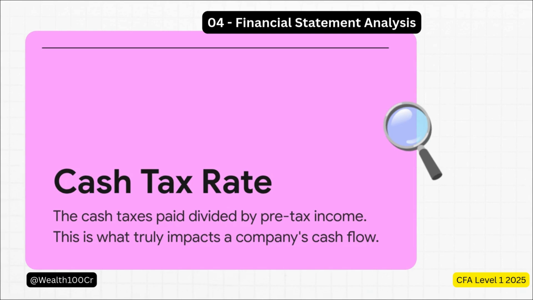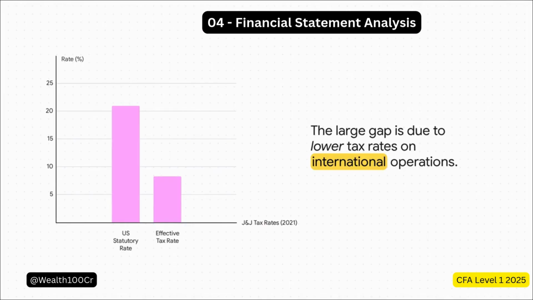And check out this real-world example from Johnson & Johnson to see just how dramatic the difference can be. The U.S. statutory rate was 21%, but look at their effective tax rate, just 8.3%. That's a massive gap. So what's going on? Well, you dig into their footnotes and you find out it's mostly because they make a ton of money in countries with way lower tax rates. This is the perfect illustration of why you can never just grab the statutory rate and plug it into your model. You have to dig deeper.